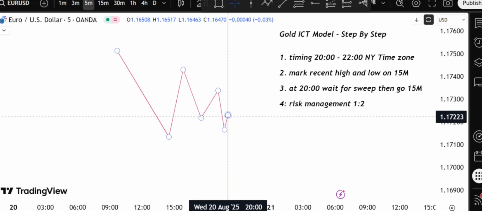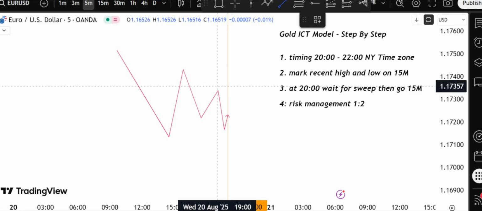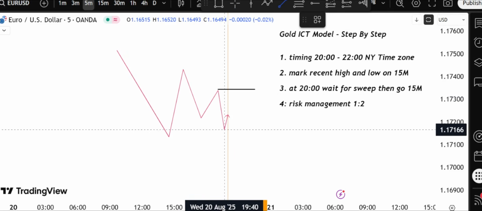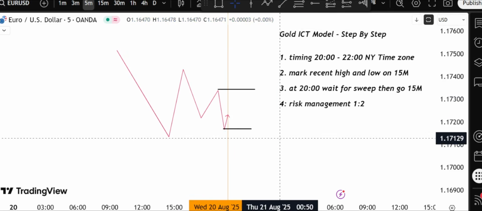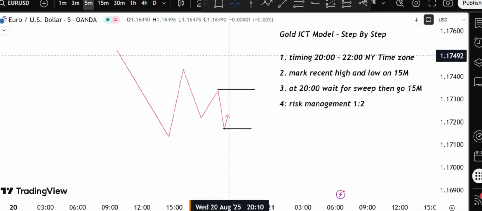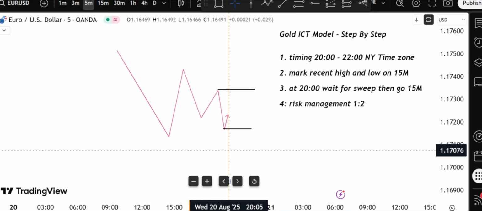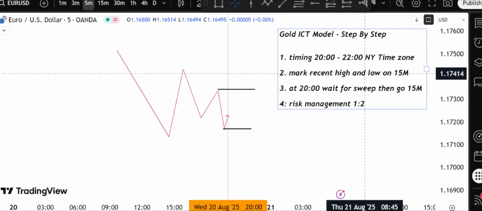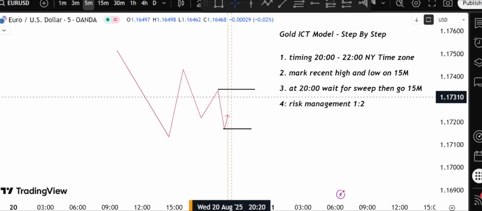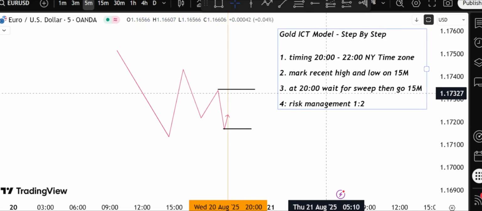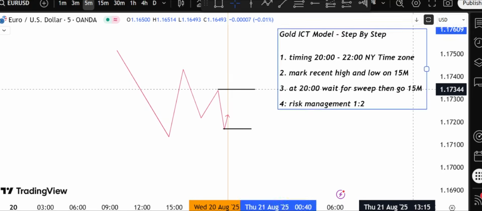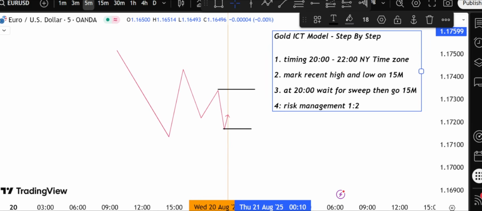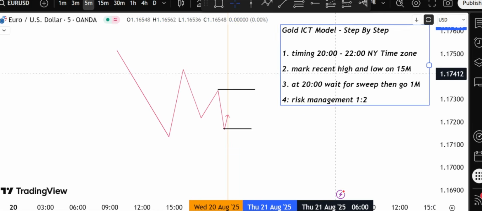After we are at the time, we will mark the recent high and low. This is the recent high, and this is the recent low on the 15-minute chart. First was timing. We will come into the market at exactly 20 New York time. Second, mark the recent high and low on 15 minutes. Then at 20, we wait for a sweep, then go to 1 minute.